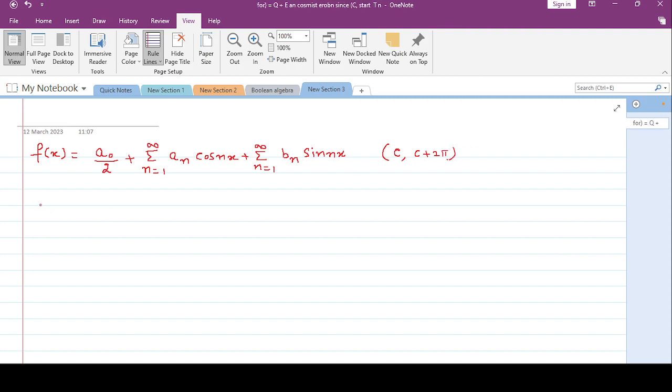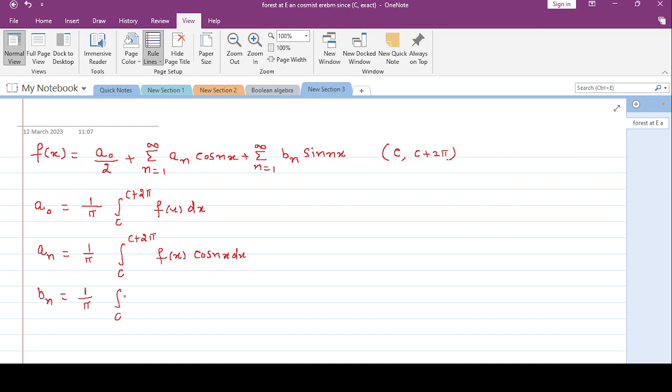Now the value of a naught is given by 1 by pi integral c to c plus 2 pi f(x) dx, and a_n is given by 1 by pi integral c to c plus 2 pi f(x) cos nx dx, and b_n is equal to 1 by pi integral c to c plus 2 pi f(x) sin nx dx.